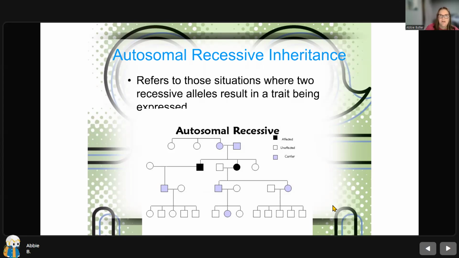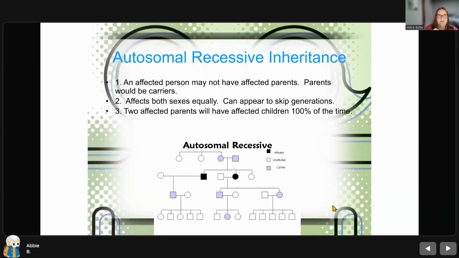In autosomal recessive inheritance, you do see it's much rarer in the population. It tends to skip generations. An affected person may not have affected parents, and the parents would be carriers, because even though they are not showing the trait, their genes still have at least one little letter. That's why they don't express it, because they have the dominant letter too.